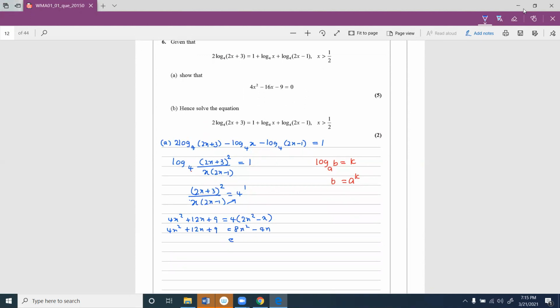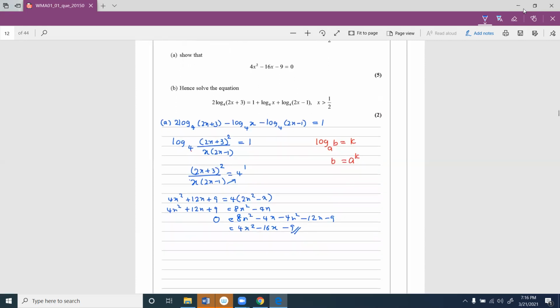Then bring all the terms to one side. 8x squared minus 4x minus 4x squared minus 12x minus 9 is equal to 0. With that, you can write from these two, 4x squared, minus 4 minus 12 is minus 16x, minus 9. So it's pretty simple, you can get it. Then part B is a continuation of this.